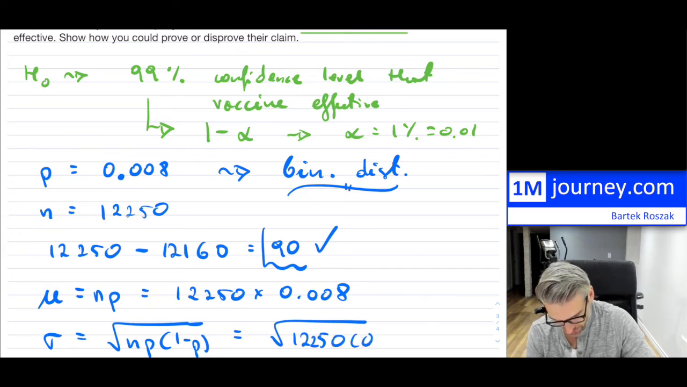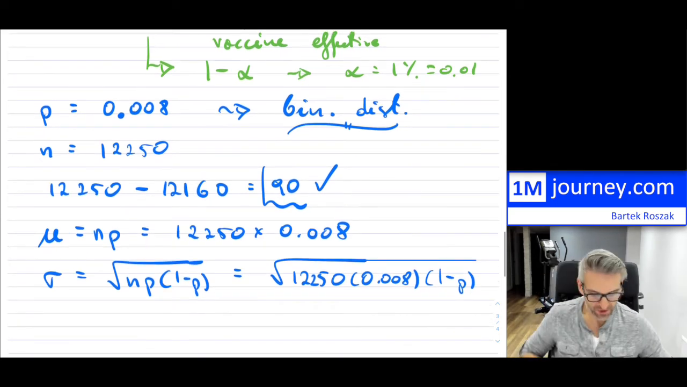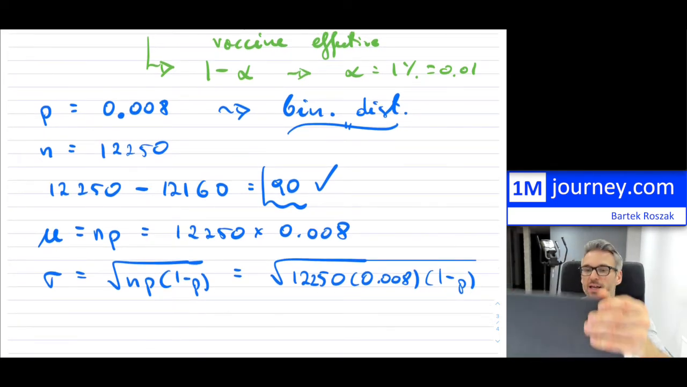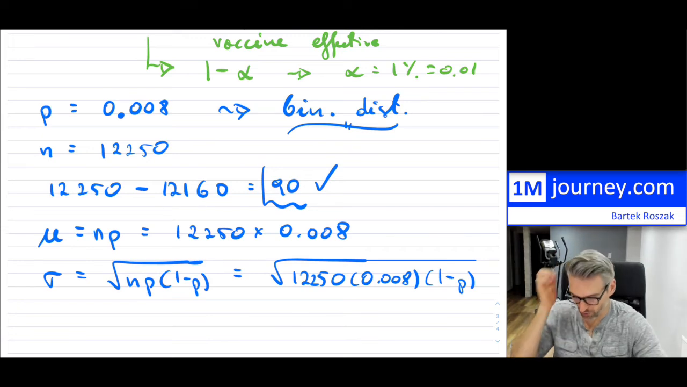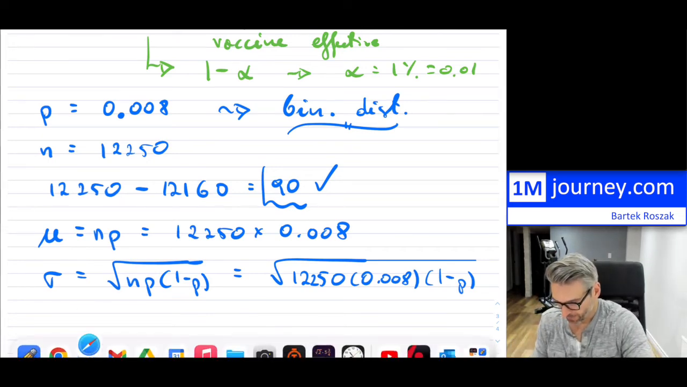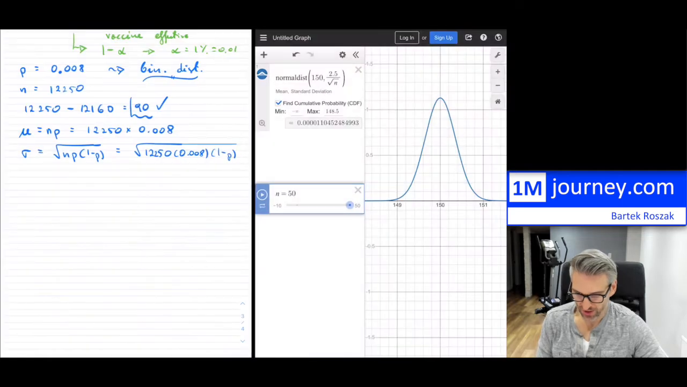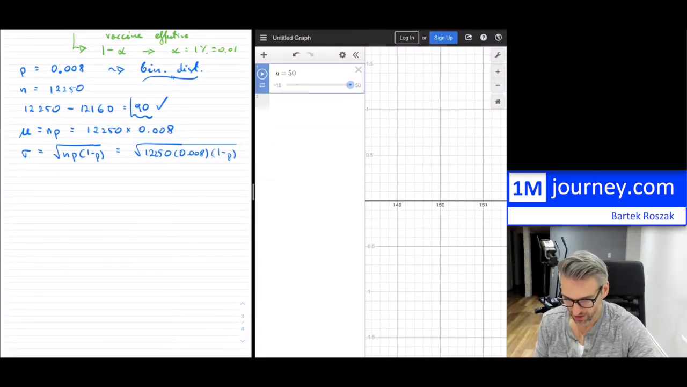12250 times 0.008. Okay, and this is going to be 1 minus, okay, whatever. I'm going to leave this as that for here. So now let's check this out. Let's see what happens here. I'm going to use the two decimals again. So let me shift this out. Okay, so let's clean this off.